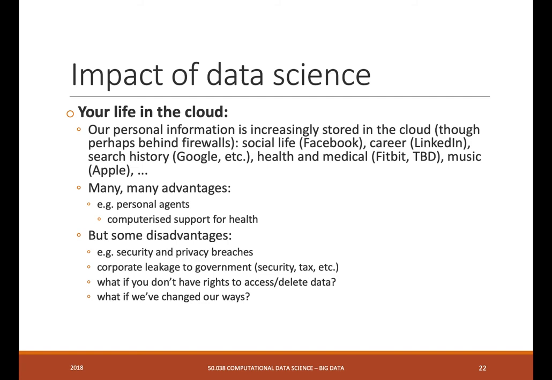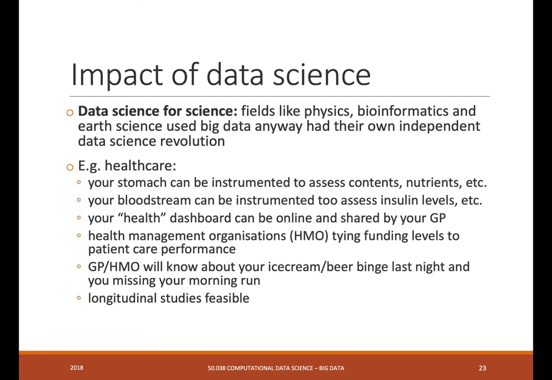Some examples. Data science is also used for science. This is another way data science impacts our life. In fields like physics, bioinformatics, and earth science, we use big data to make all sorts of predictions. I've just done a project on climate change prediction using big data. That's very interesting. We use huge amounts of weather data over the entire globe in a grid-like methodology, whereby we predict what the water level is going to be like and what the temperature is going to be like tomorrow. Another example mentioned here is healthcare. It's not hard to imagine.